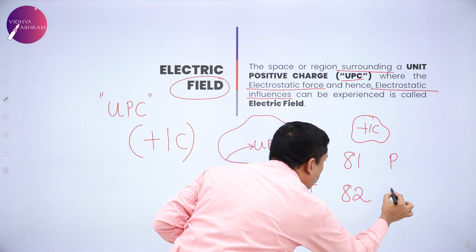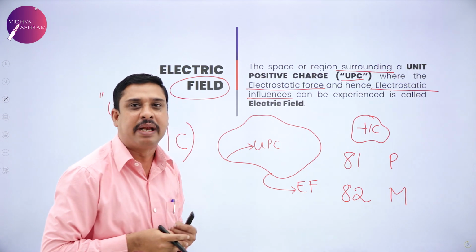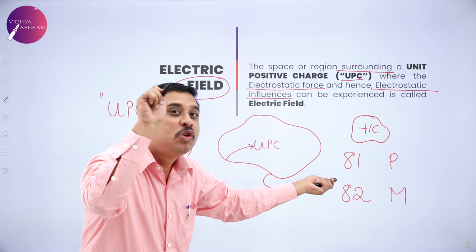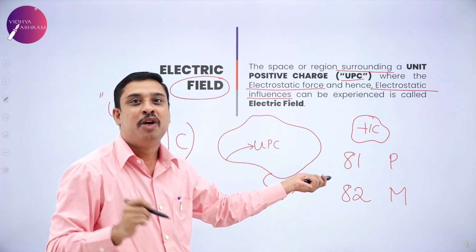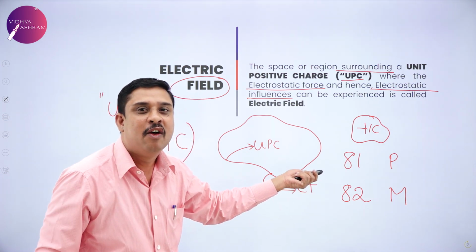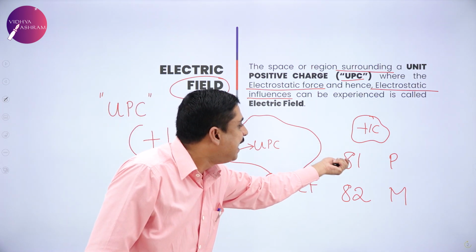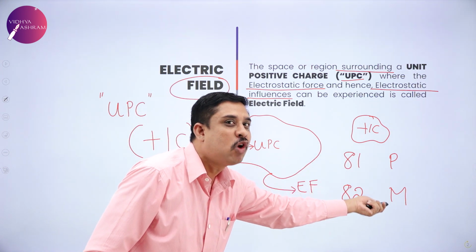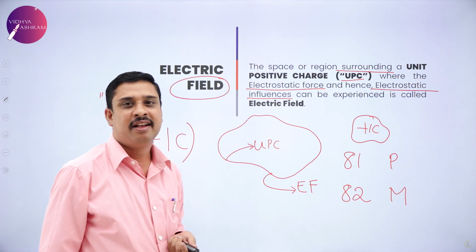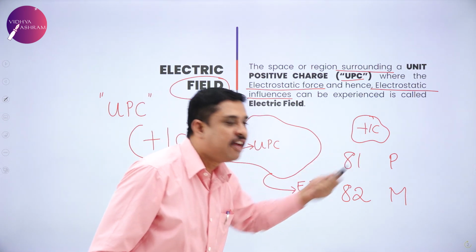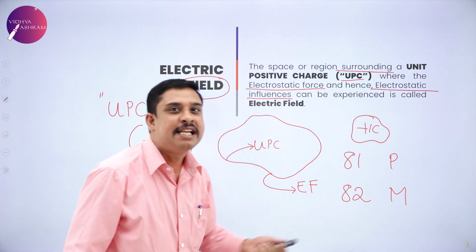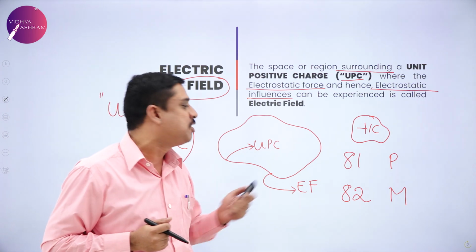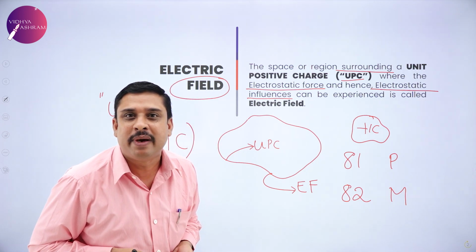In room number 82, a mathematics class is happening. Room number 82 is not considered the field for the students in 81. Why? They are not under the influence of the mathematics teacher. They are under the influence of the physics teacher.